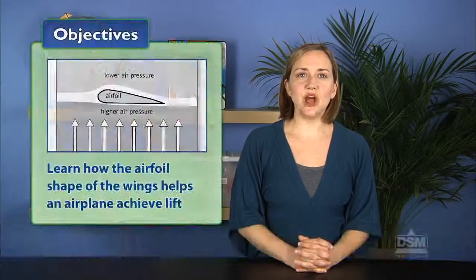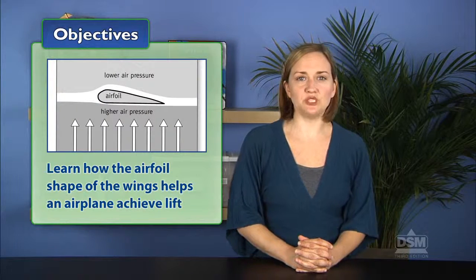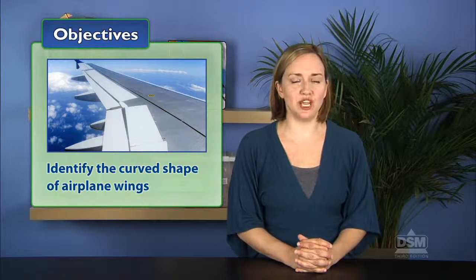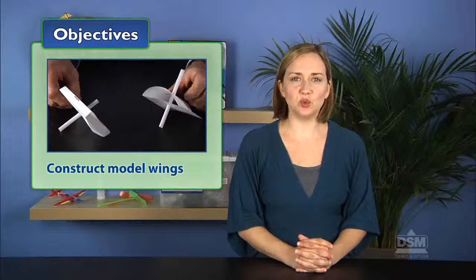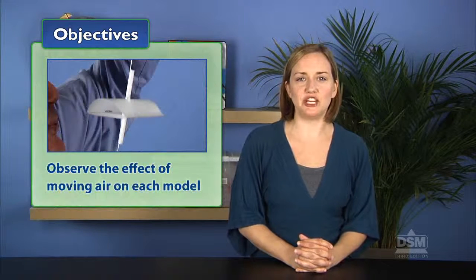In Activity 7, Airfoils, students learn how the airfoil shape of the wings helps an airplane achieve lift. They first identify the curved shape of airplane wings and then construct model wings to observe the effect of moving air on each model. Students finally relate their observations to Bernoulli's principle.